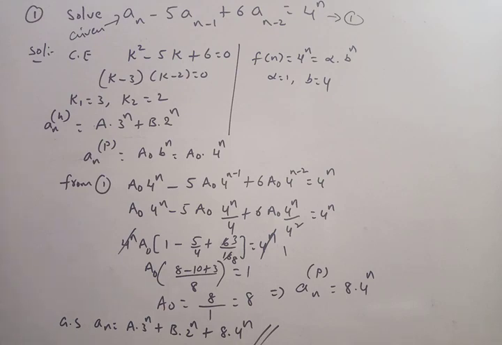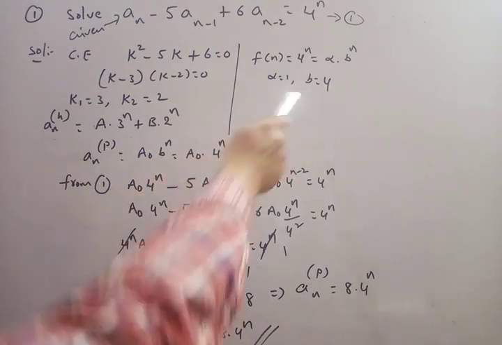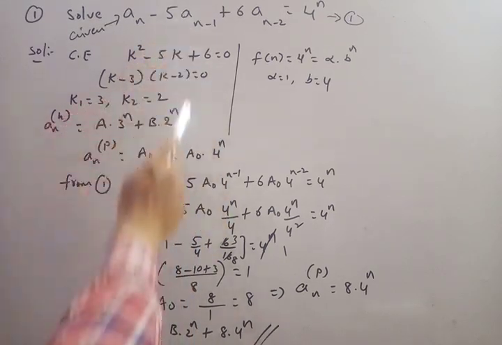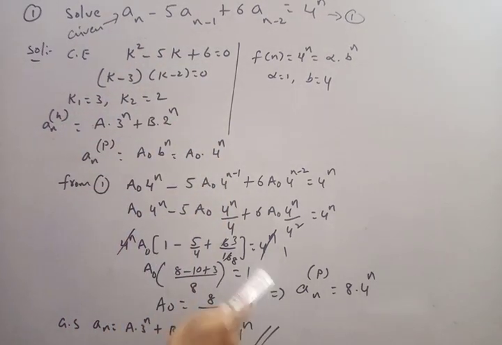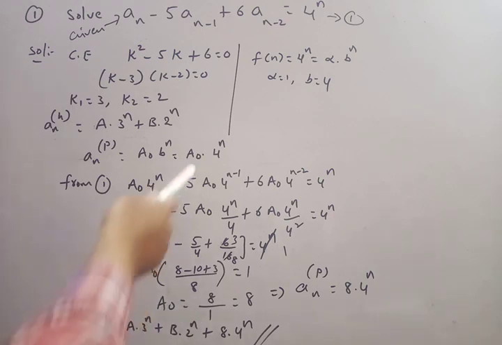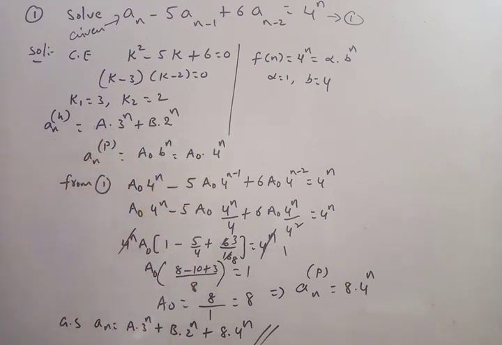Understand? So it is a very simple problem. The only thing is this part, a naught b power n. So b is not a root, so we get 4 power n. This part we substitute to get the value of a naught. So I got a naught as 8, and I substituted 8 here. So the general solution is a_n^(h) plus a_n^(p). Both you have to add and substitute. Clear? Okay.